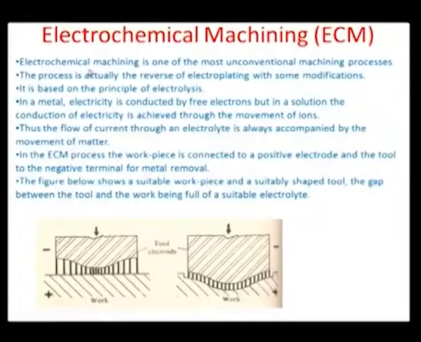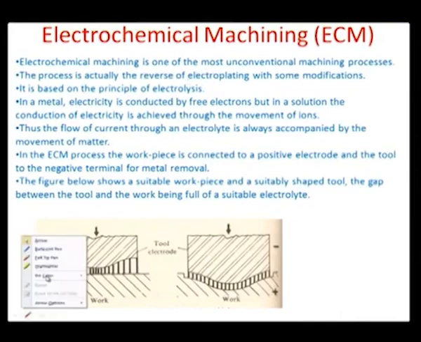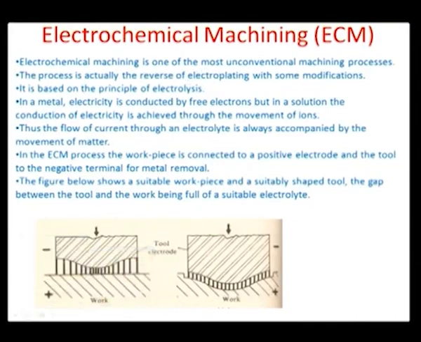So let us look at this process from a fundamental standpoint, as we always normally do. Electrochemical machining is one of the most wanted unconventional processes that exist. The process is a reverse of electroplating, with some minor modifications, and again it is based on the principle of electrolysis that can be seen from the way that the process is described.